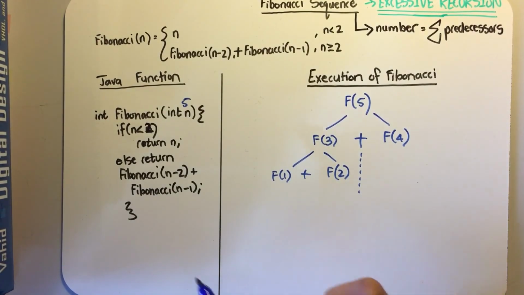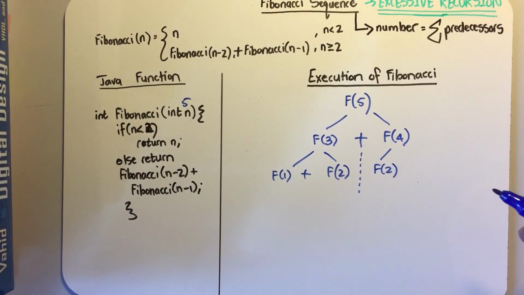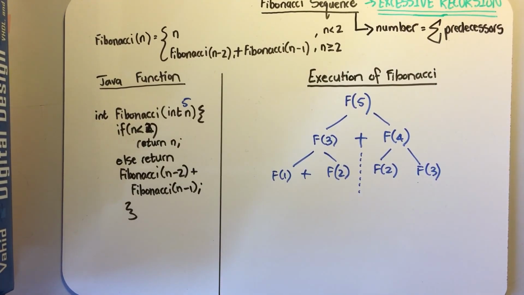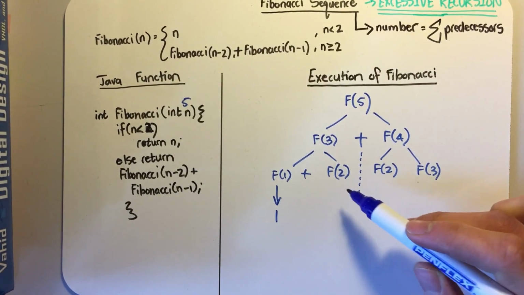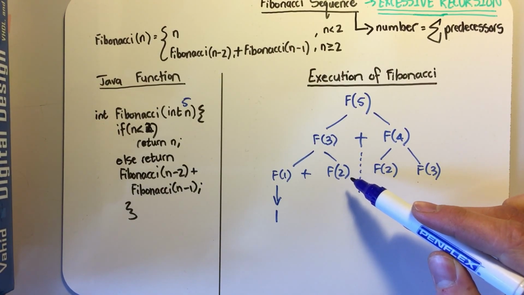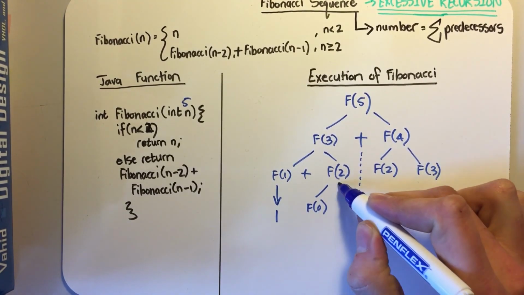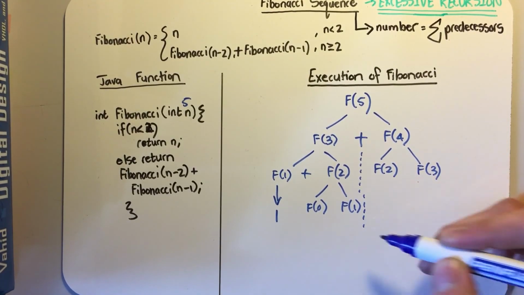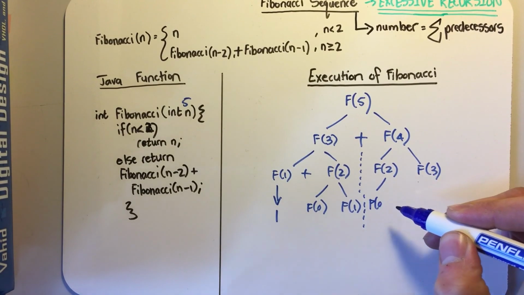Separate these two calls. Then Fibonacci of 4 is going to return Fibonacci of n minus 2, which is 2, and Fibonacci 3, which is Fibonacci of n minus 1. 4 minus 1 is 3. Okay, so over here, is n less than 2? Yes, so we just return 1. Over here, Fibonacci 2, is n less than 2? No, so we return Fibonacci of n minus 2, which is Fibonacci of 0, and Fibonacci of n minus 1, which is 1. And over here, is n less than 2? No, so we're going to return exactly the same as over here.